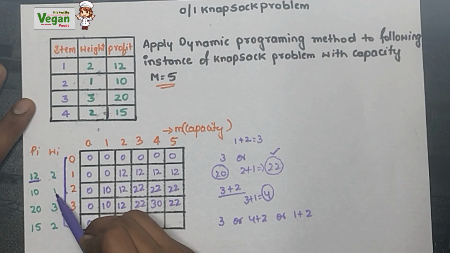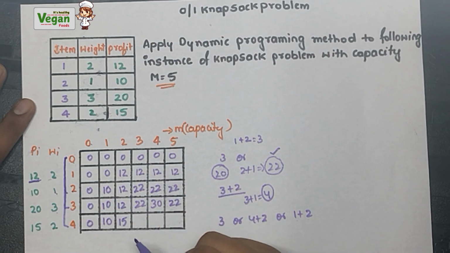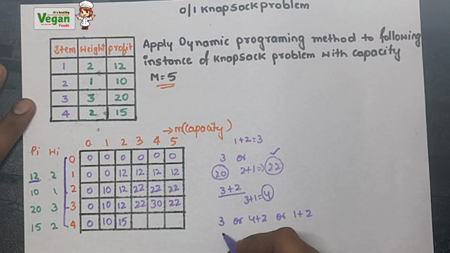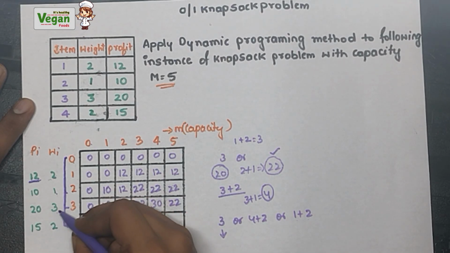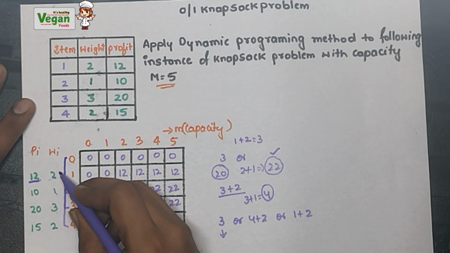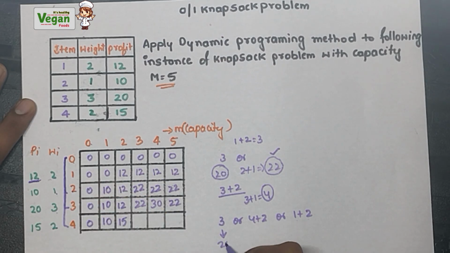2 plus 1 will be 3. So therefore capacity is also 3, you can fill. So I must fill in a way that maximum profit will be stored right there. For the third item, directly weight is equal to 3, profit is equal to 20.